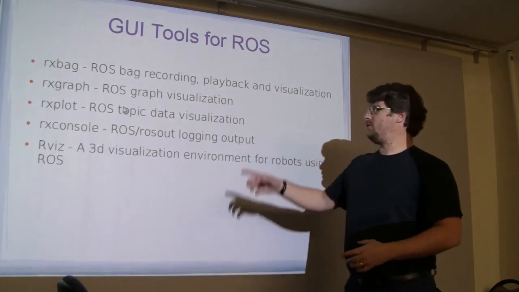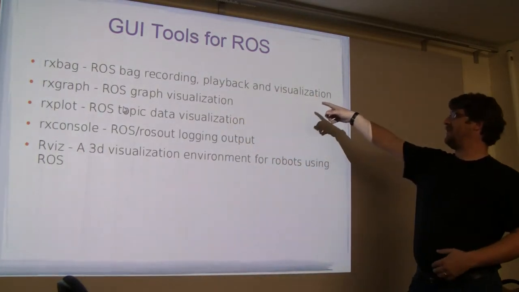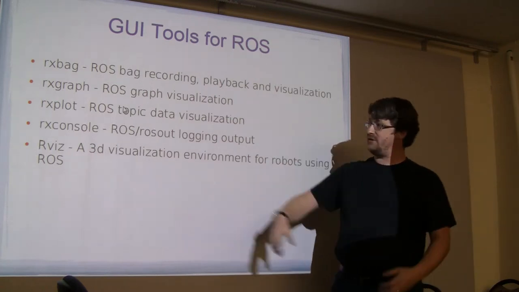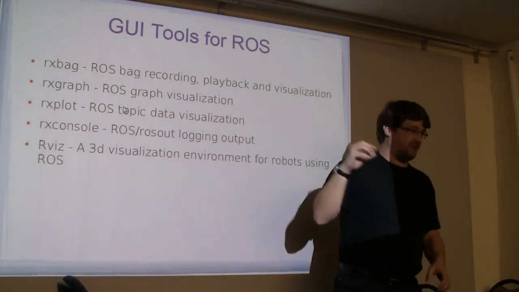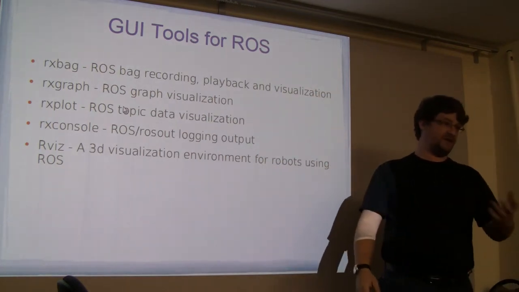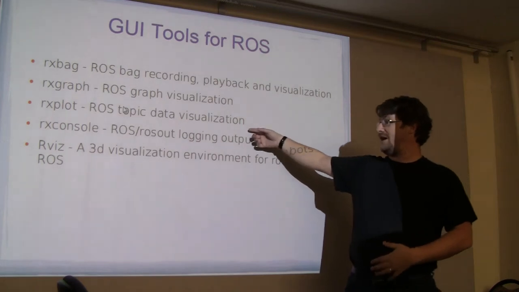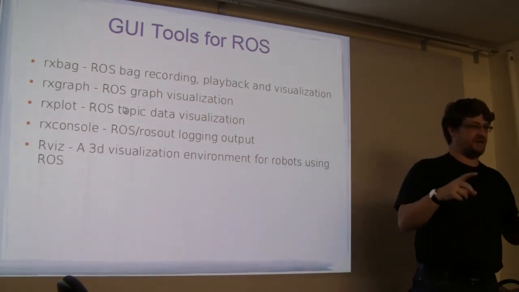There's some GUI tools. ROS Bag, already talked about, is for bag recording, playback, and visualization. ROS Graph lets you actually see how the sensors responded across the way for distance and things like that, so you can see how your sonic sensor was responding through the process. ROS plot lets you watch all the topic information going across and see how the messaging happens.